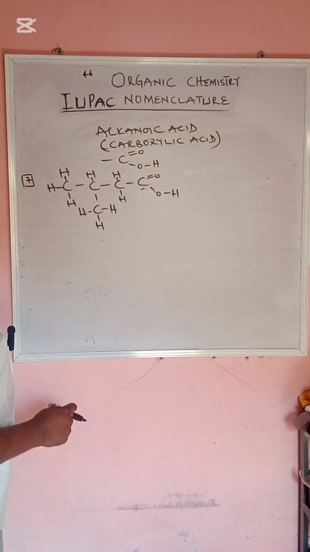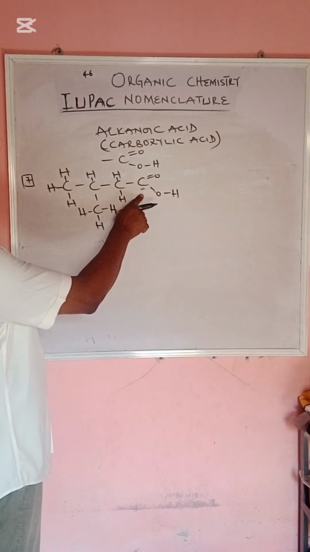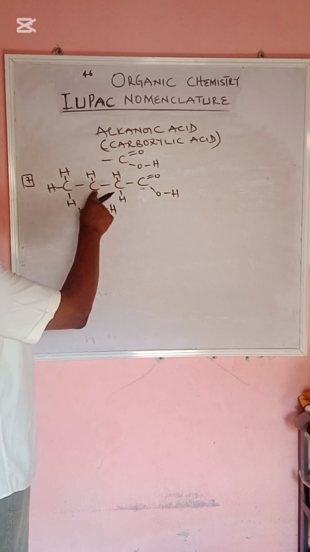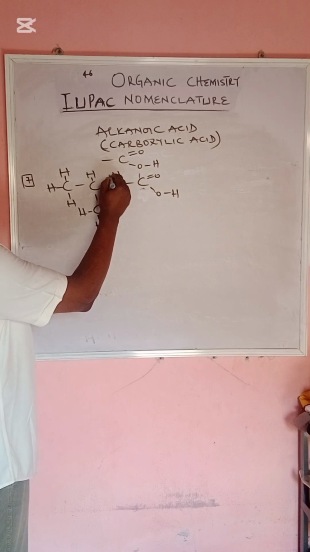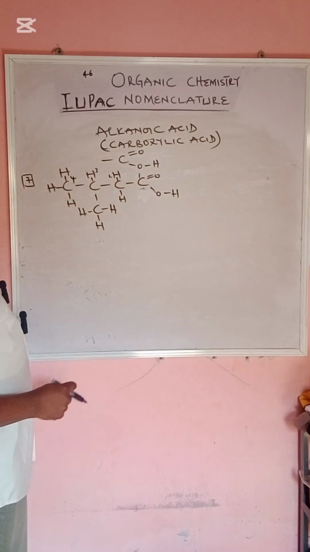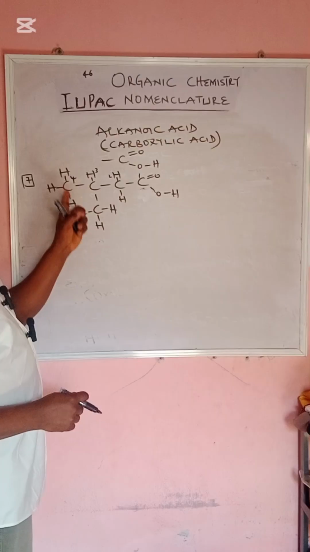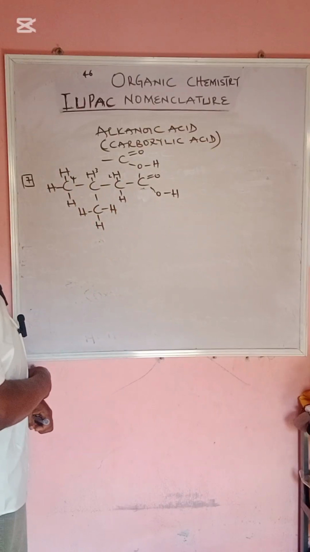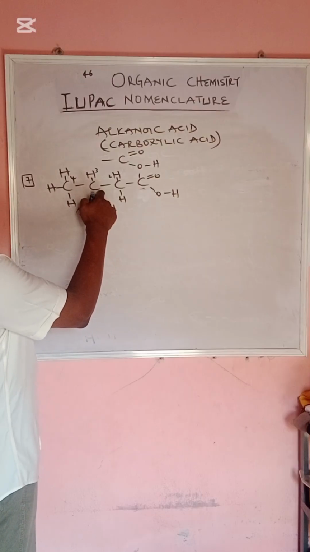You must always start from here. So this is 1, 2, 3. Methyl after this is carbon 1, carbon 2, carbon 3, carbon 4. So methyl is attached to carbon 3. And the parent name, you can see 1, 2, 3, 4, is butanoic acid.